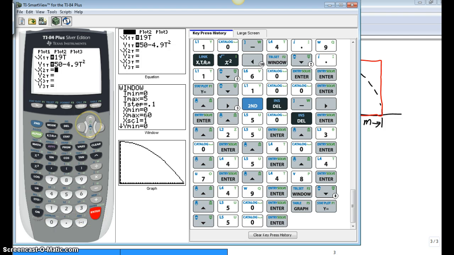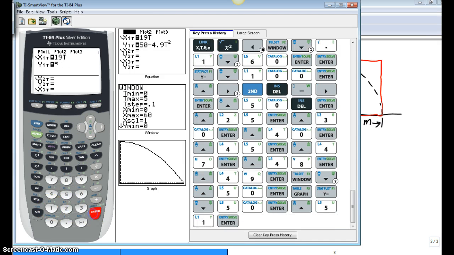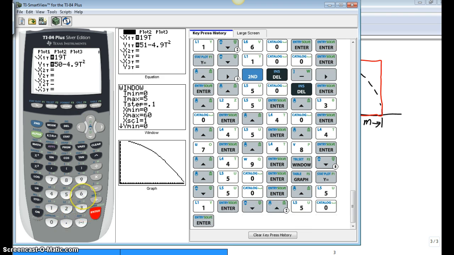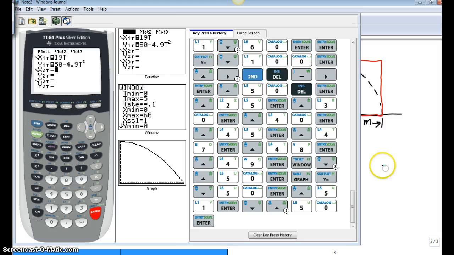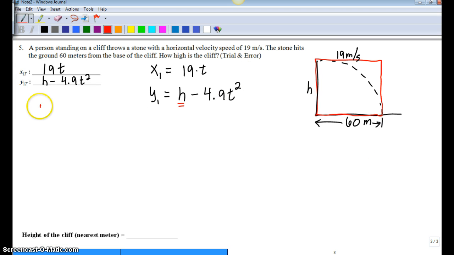Okay, so actually 50 was pretty close. Let's go one more, 51, see what happens. Alright, so you can see that it's very, very small detail, but the graph does actually go past that 50 mark. So I'm going to say our height should be 50. Alright, so let's go ahead and do that. We're going to say h is 50.